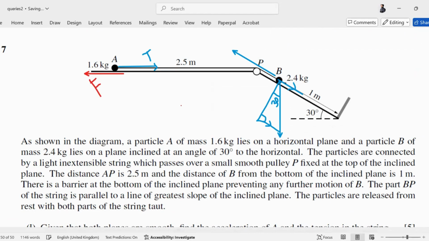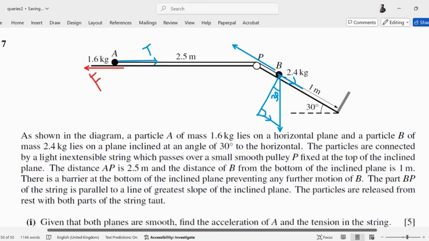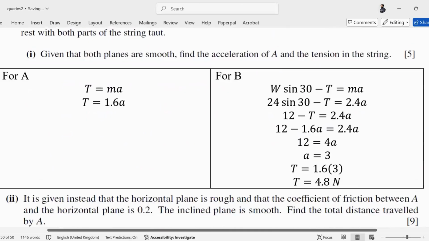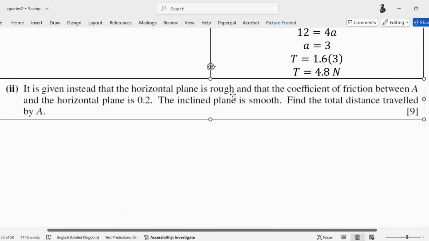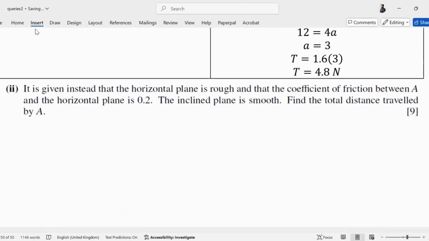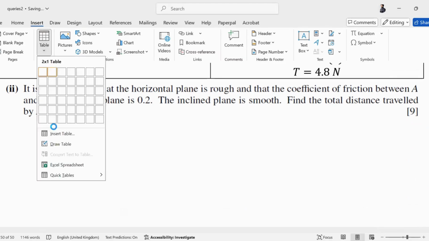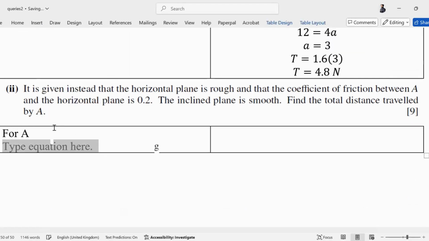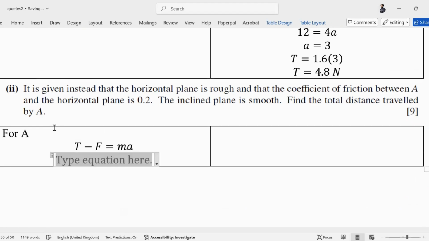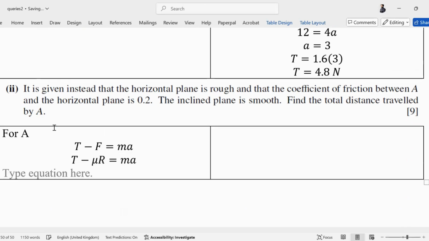So now if I'm analyzing A, the tension will obviously change. First, I'm analyzing it parallel to the surface for A. Tension to the right minus friction should be equal to MA. Tension minus mu R should be equal to MA. Tension minus 0.2 R is 1.6A.